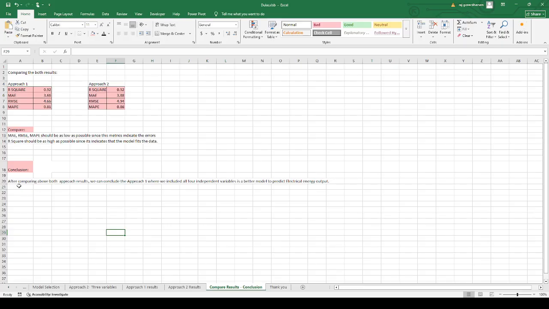So the conclusion is, after comparing both approach results, we can conclude that approach 1, where we included all four independent variables, is a better model to predict electrical energy output.